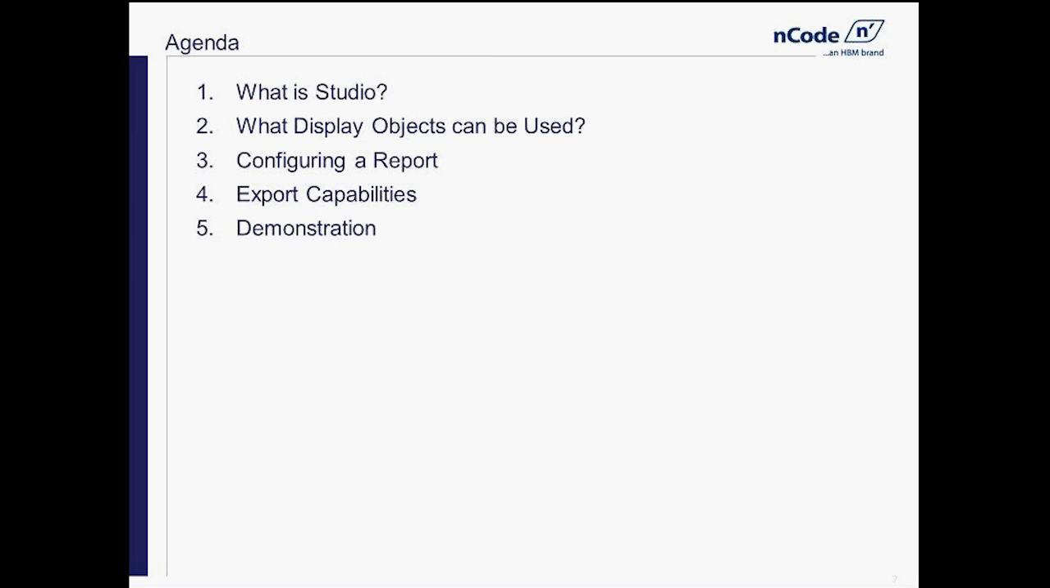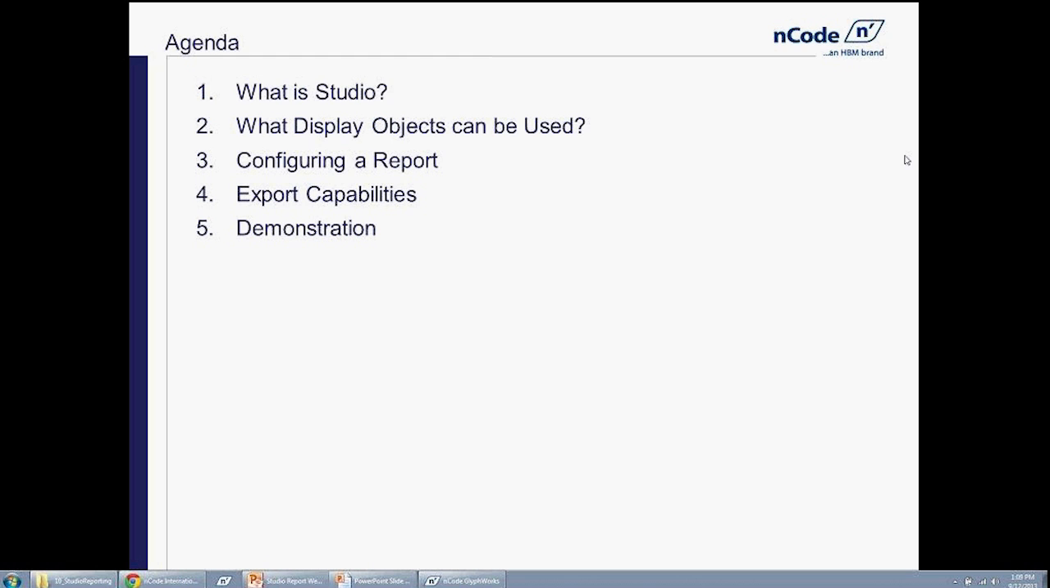The agenda today is going to follow these 5 bullet items here. First, we're going to talk about what Studio is. Then we're going to get into a little more detail about displaying objects and how we can manipulate those. We will configure our reports. And once we've set all that up, we're then going to look into how we can export these reports. And I'll wrap things up with a demonstration at the end inside of nCode.